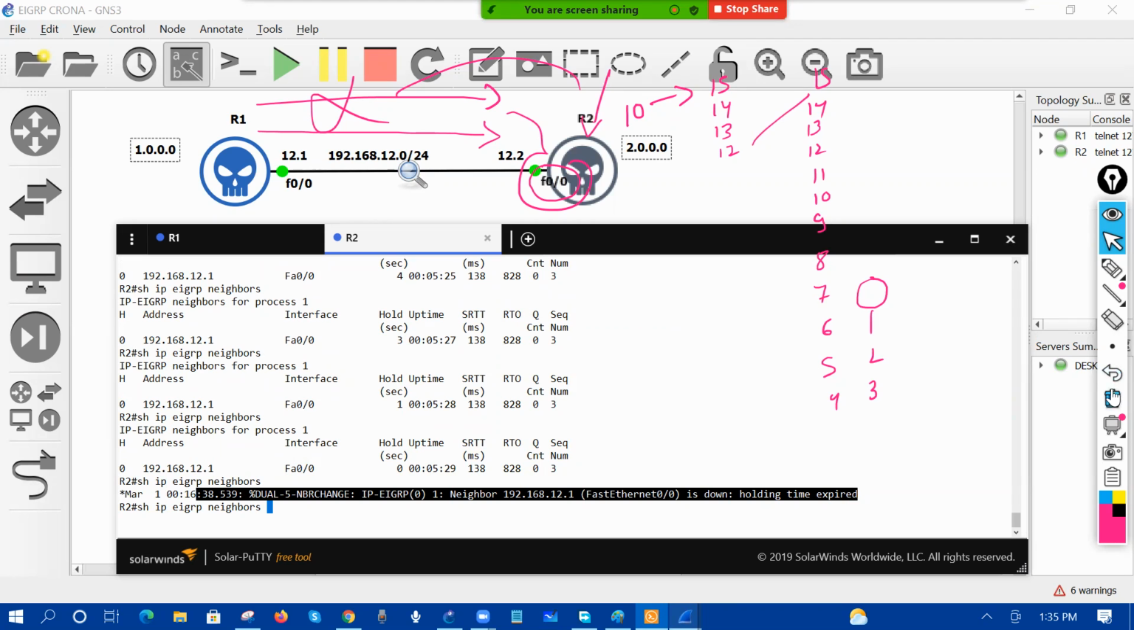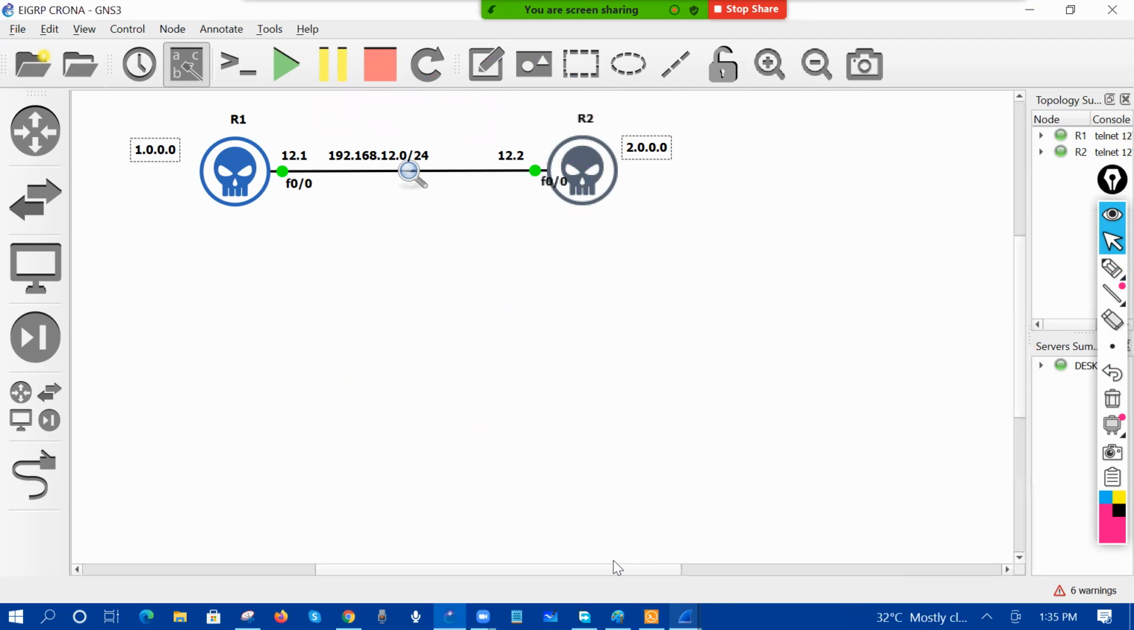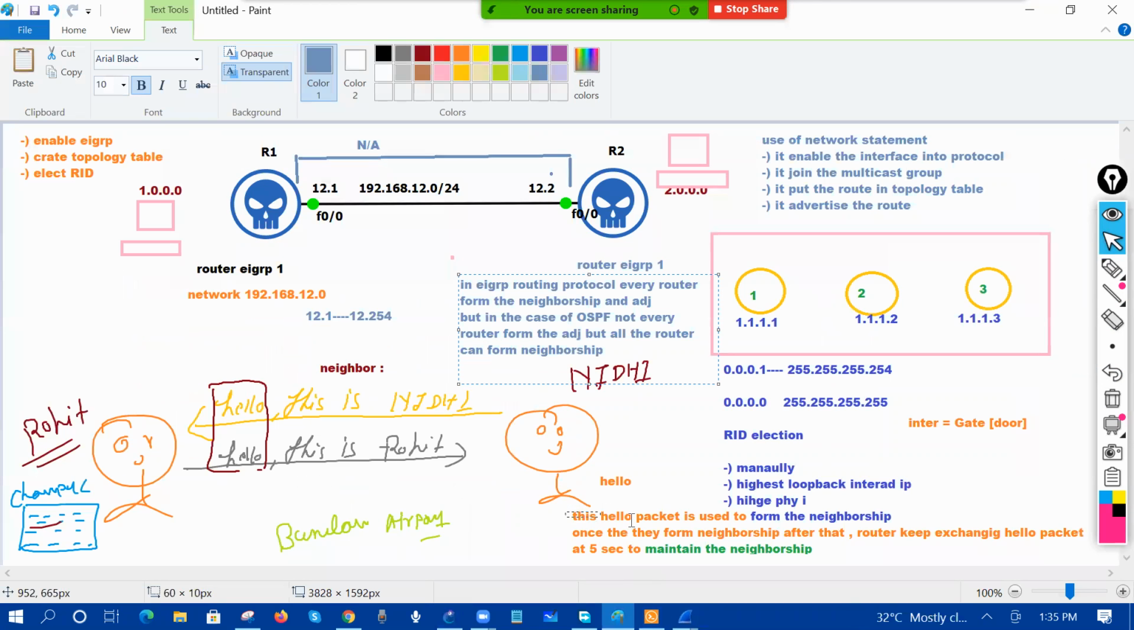So the hello packet is used to form the neighbor relationship. At the same time, routers keep exchanging hello packets to maintain the neighborship. If this were not there, how would R1 know about R2 and how would R2 know about R1? This does not happen in RIP, guys.